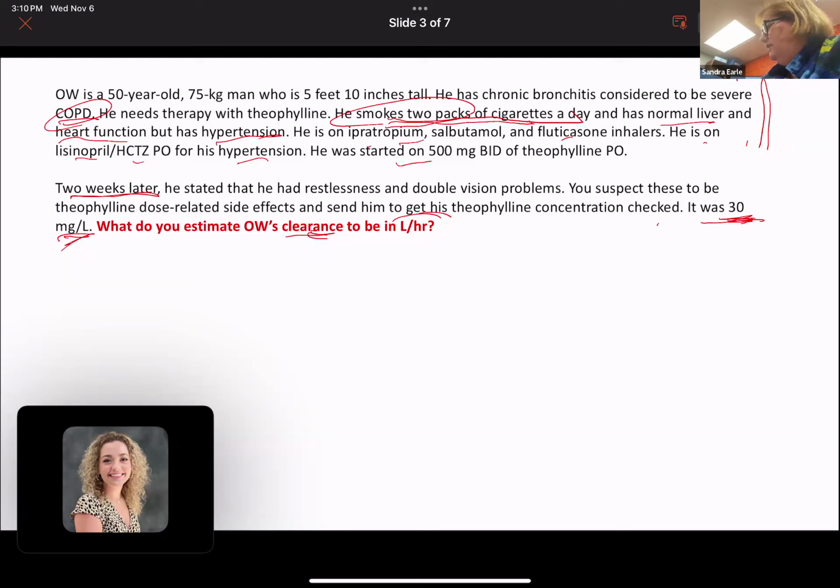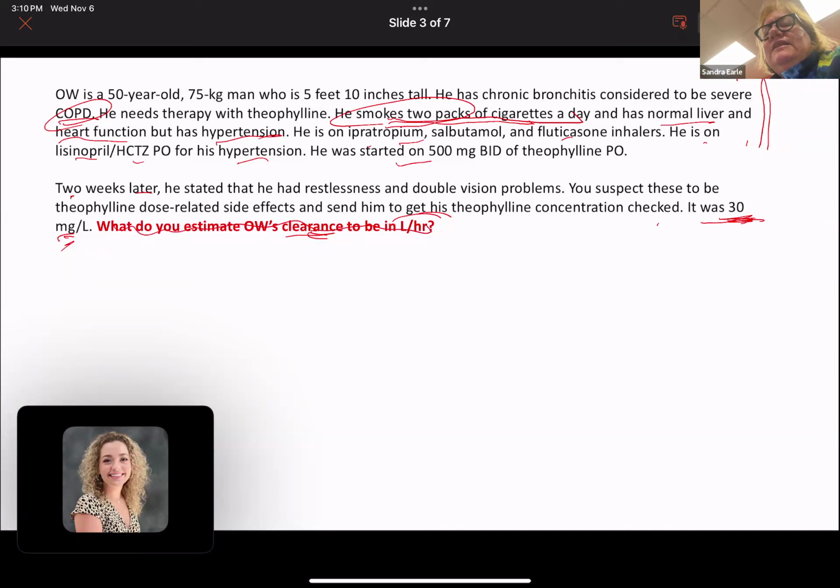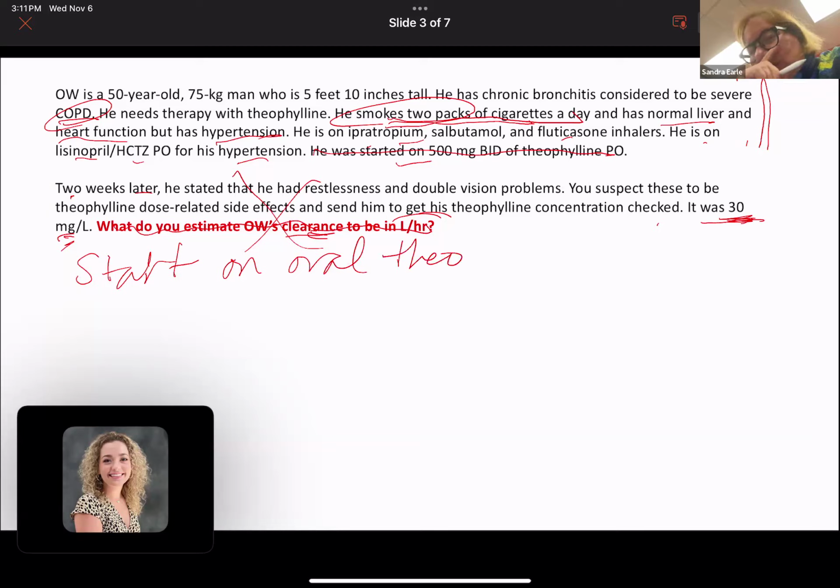Because you have to do a little calculating for CF too, I think, for me. All right, what if this wasn't the question? So we're just gonna do some practicing here, okay? What if we're not asking this, so we're gonna get rid of all of this and get rid of this. And let's say we wanted to start this patient on oral theophylline. What would you suggest? So how are you gonna attack that?